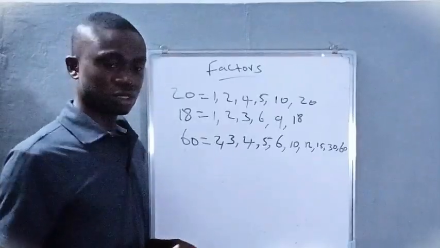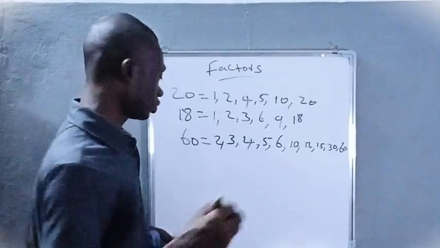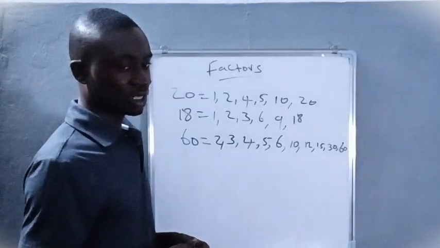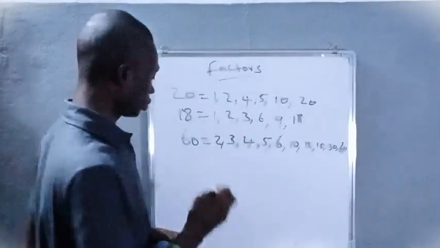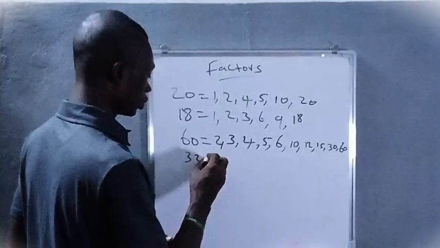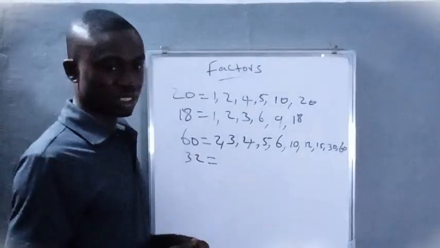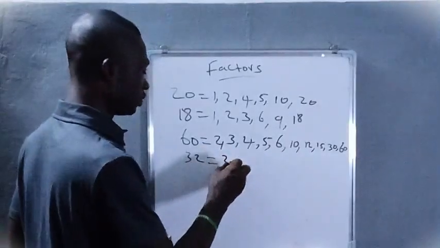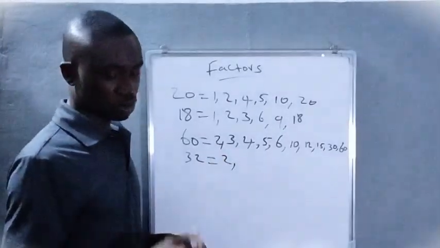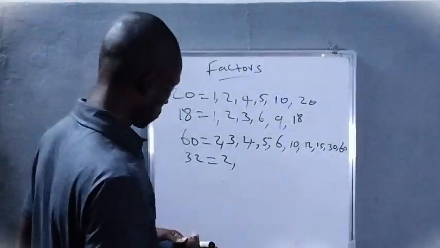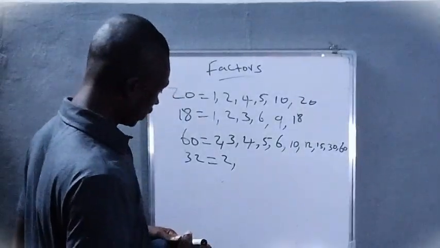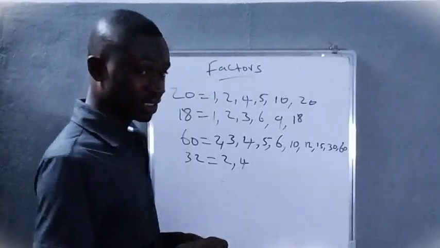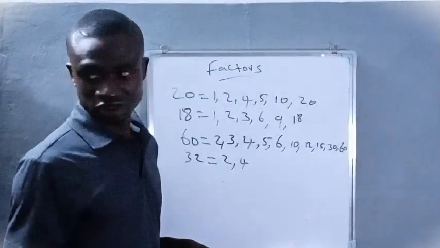And let's look at the last example under factors. Let's say you want to look for factors of a number like 32. What are the numbers that can divide into 32 without a remainder? You can divide 32 by 2 and get 16, because 16 times 2 is 32. The next number you can divide 32 by is 4. You can divide 32 by 4 and get 8, because 8 times 4 is 32.